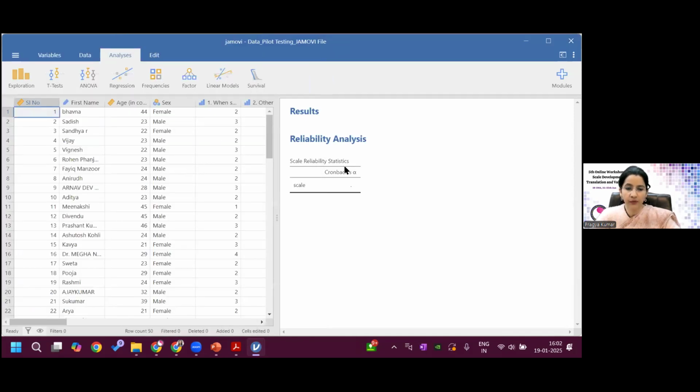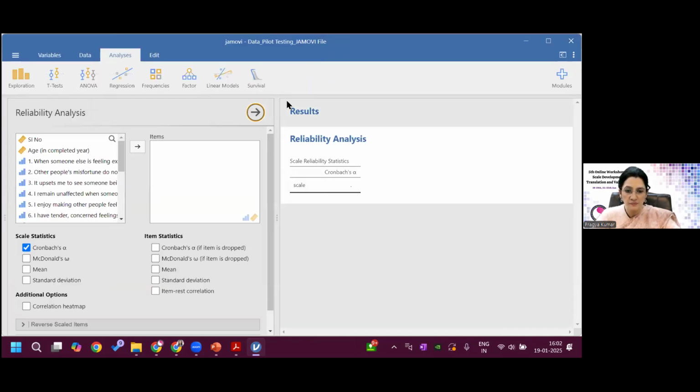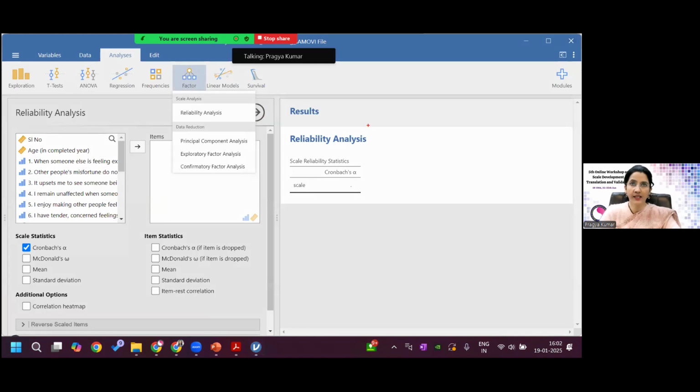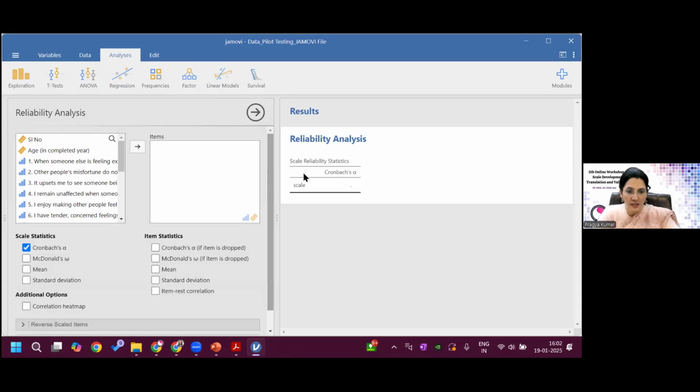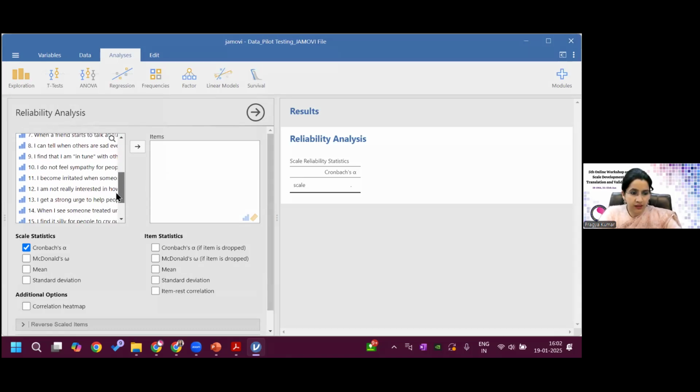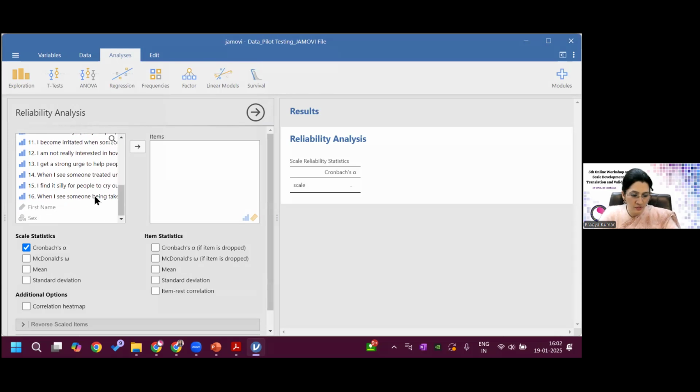So in this Jamovi interface, this is the reliability. The option comes from factor. If you click the factor, it is not a separate module. Here it is there in the factor analysis. So reliability is there in the factor analysis. And then again, like we have done there, you move these items to here.